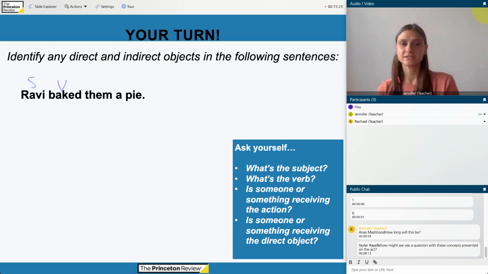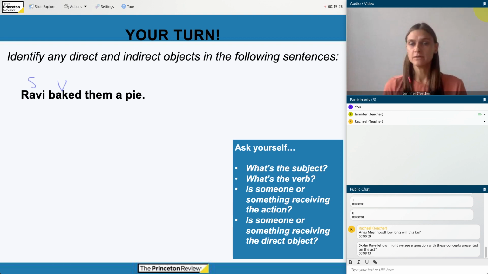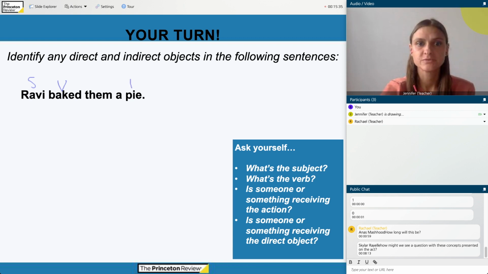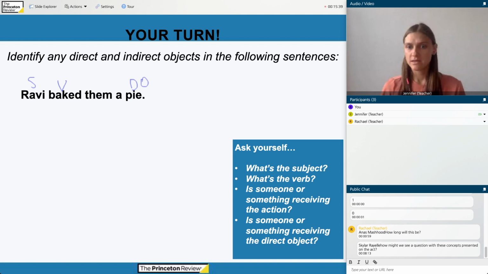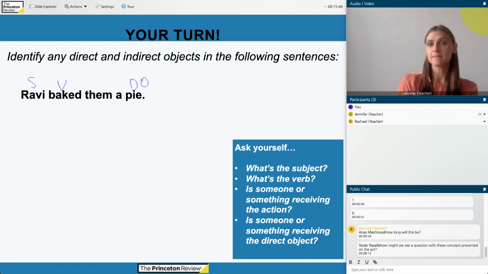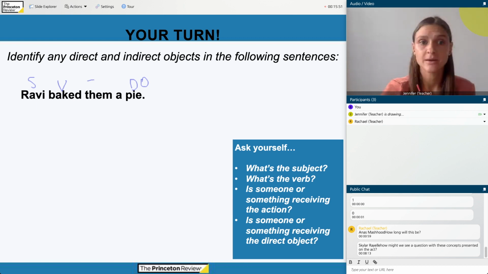Ravi baked what? Did Ravi bake them or Ravi bake a pie? Hopefully it was a pie. So in this case, Ravi baked a pie. That's going to be your direct object. And then if you're not sure whether there is an indirect object, you ask, is someone or something receiving something? Yes, them. They are getting this pie. So in this case, them, which is your object pronoun, is receiving the pie.